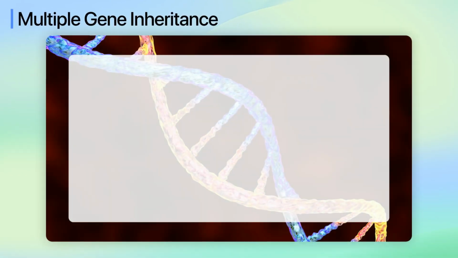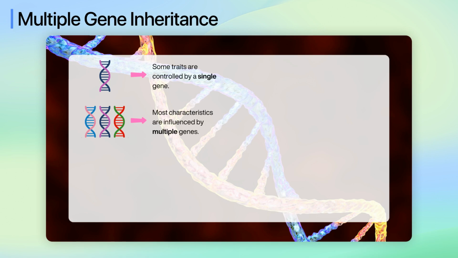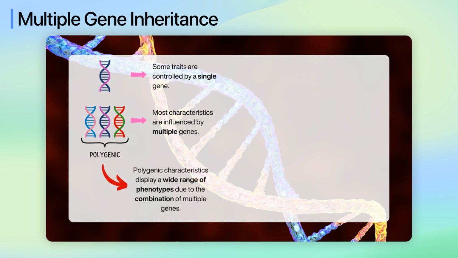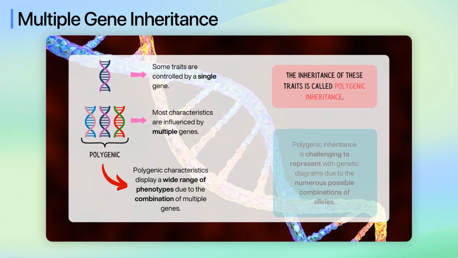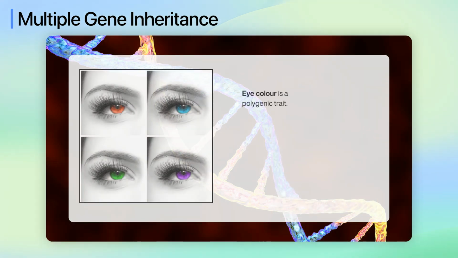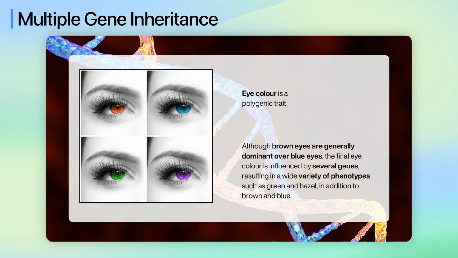While some traits are controlled by a single gene, most characteristics are influenced by multiple genes. These traits are described as polygenic. Polygenic characteristics display a wide range of phenotypes due to the combination of multiple genes. The inheritance of these traits is called polygenic inheritance. Polygenic inheritance is challenging to represent with genetic diagrams due to the numerous possible combinations of alleles. For example, eye color is a polygenic trait. Although brown eyes are generally dominant over blue eyes, the final eye color is influenced by several genes, resulting in a wide variety of phenotypes, such as green and hazel, in addition to brown and blue.